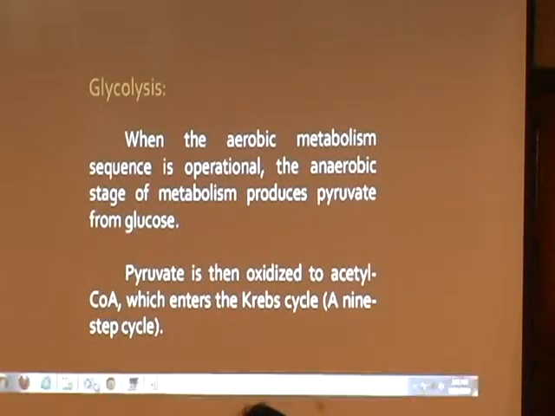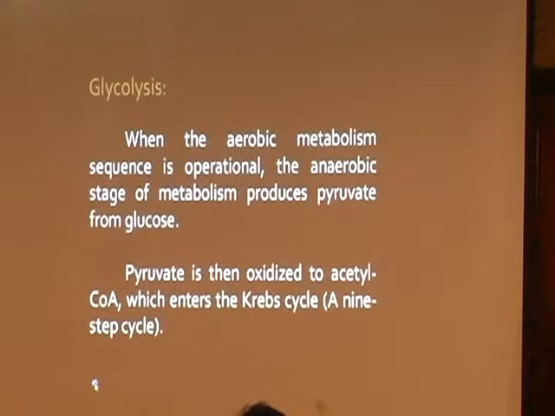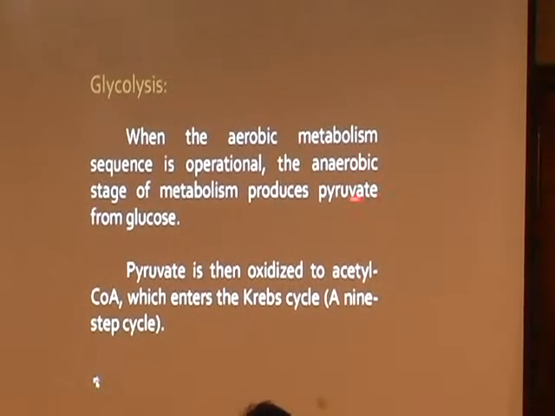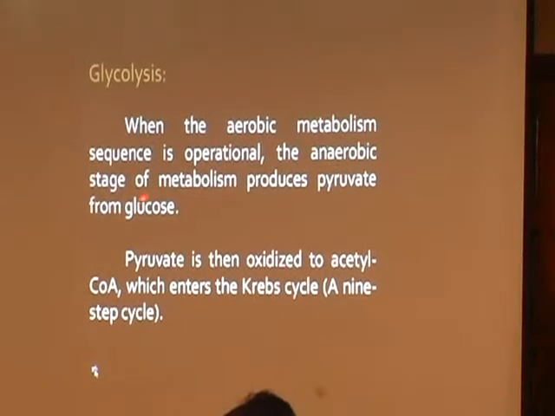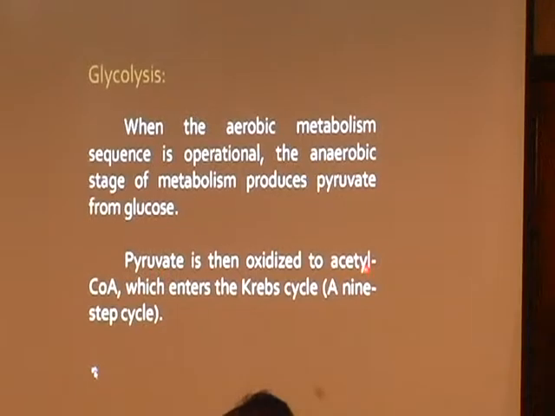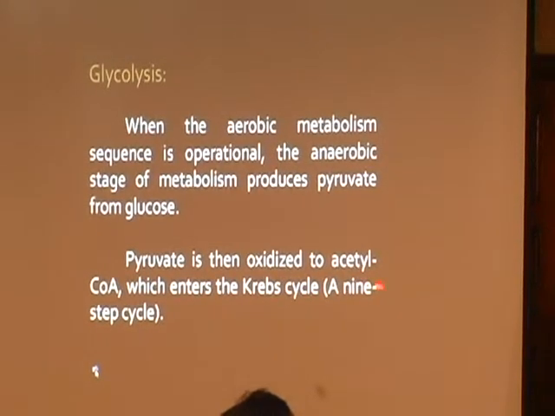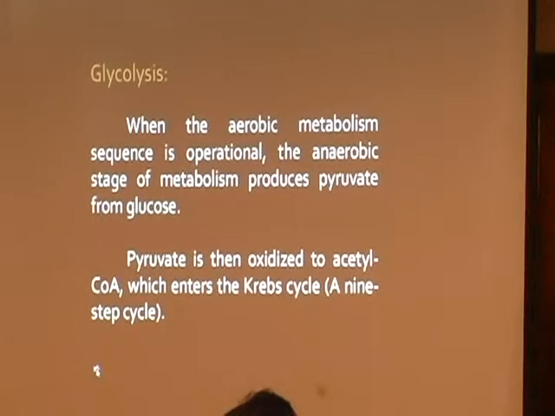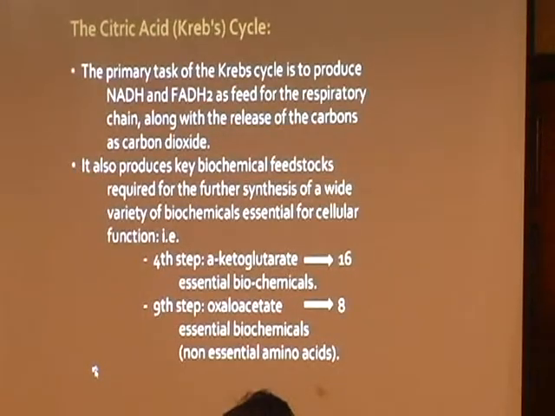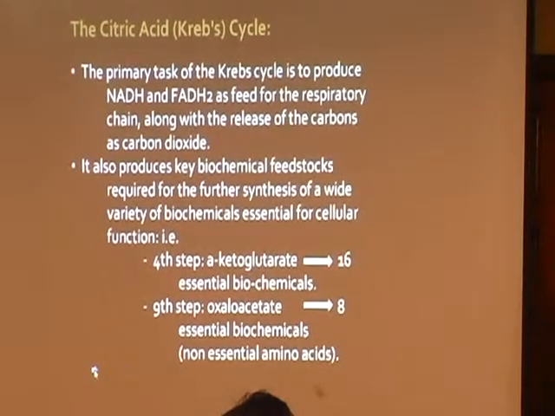Glycolysis. When the aerobic metabolism sequence is operational, the anaerobic stage of metabolism produces pyruvate from glucose. But you cannot produce pyruvate without the coenzyme. And pyruvate is then oxidized to acetyl coenzyme A, which enters the Krebs cycle, a 9-step cycle. So what do you see here? Now this is called the cyclic cycle devised by Hans Krebs.